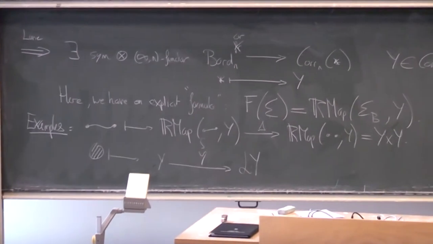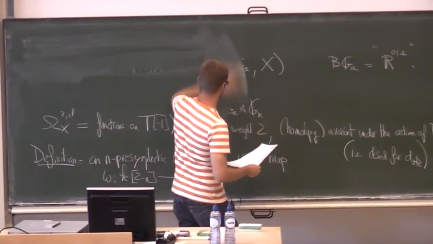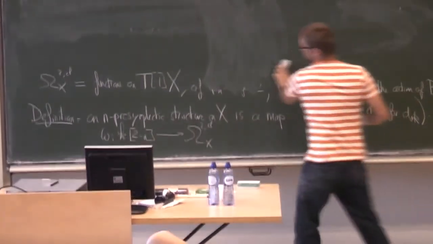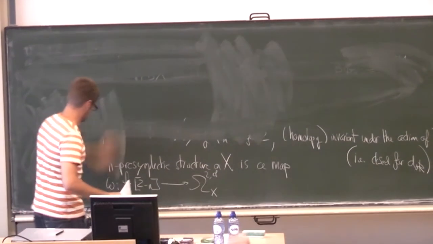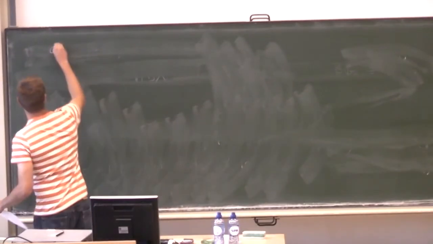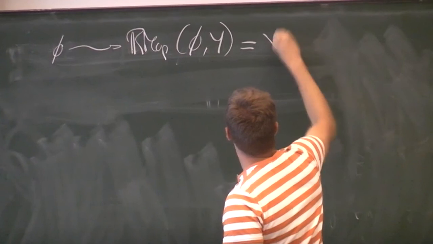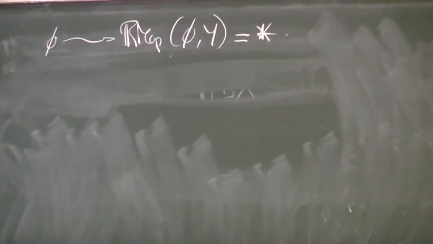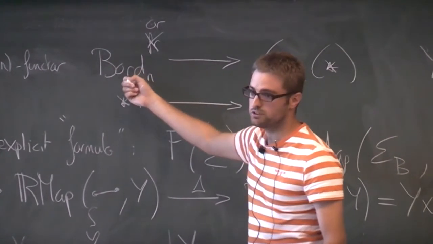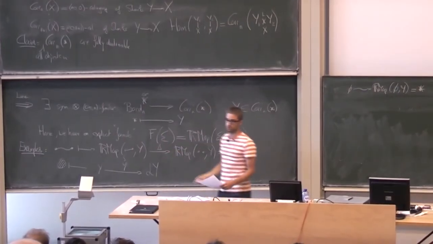And there is one last example, which is completely trivial. If you take the empty guy, the empty guy is just the mapping space from the empty guy to Y. So this is just a single point. So this guy is the unit of the bordism category for the disjoint union, and the point is the unit for the monoidal structure on correspondences, which is just the Cartesian product.